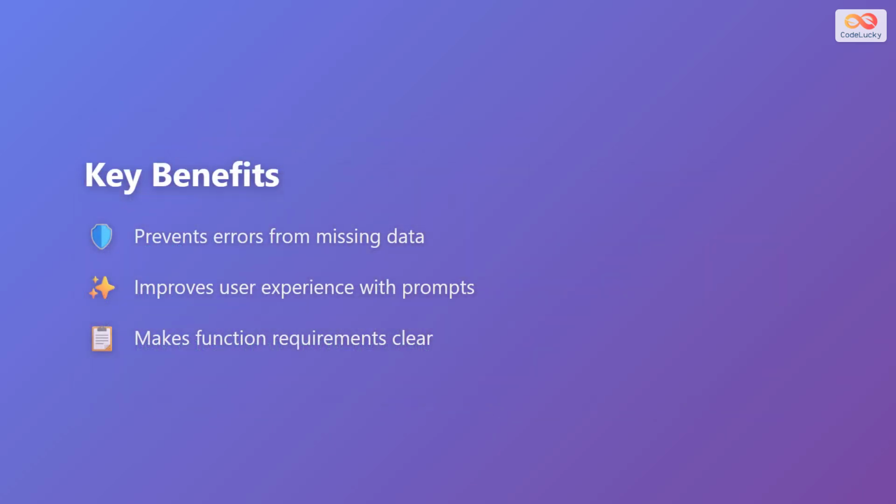Using mandatory parameters provides three key benefits. First, it prevents errors from missing data by ensuring critical values are always supplied. Second, it improves user experience by providing helpful prompts when values are missing, rather than failing silently. Third, it makes your function requirements clear to anyone using your code, serving as built-in documentation of what inputs are necessary.